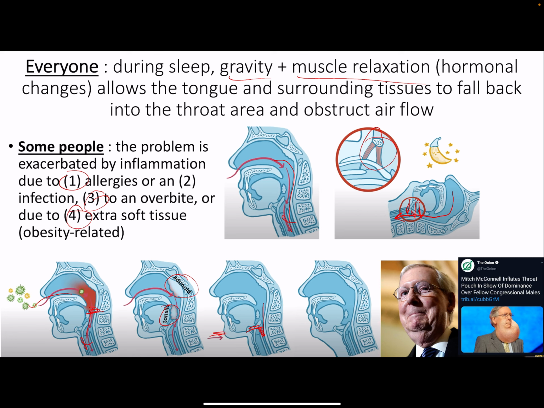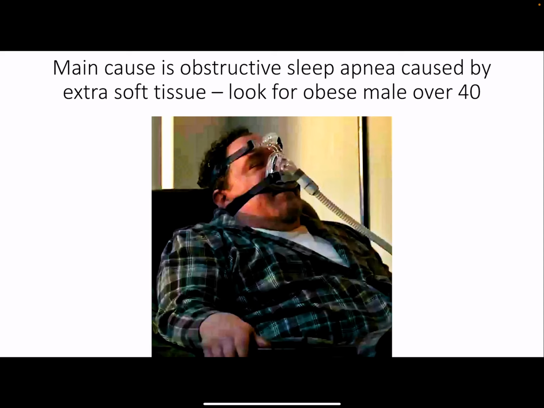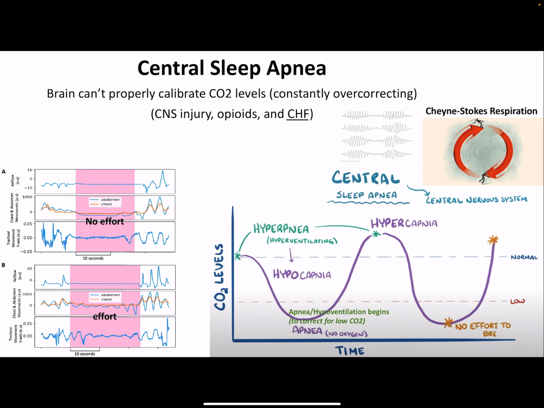And then lastly, if you're obese, you have this larger neck, extra soft tissue, obesity related, makes it more difficult for air to flow in back there. The main one, though, being overweight. So obese males over 40 is going to be key for sleep apnea. Now, central sleep apnea: CNS injury, opioids, also congestive heart failure, interestingly, can cause this.